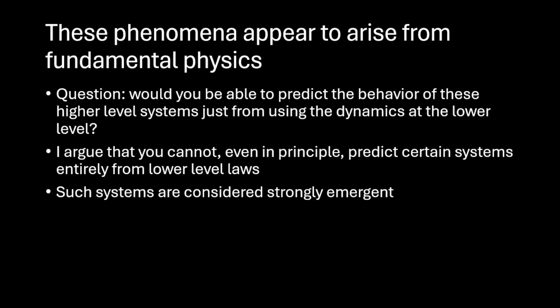Even though this idea of weak emergence exists, what I'm going to argue in this presentation is that you cannot, even in principle, predict certain systems entirely from lower level laws. And we regard such systems as strongly emergent. So in contrast to weak emergence, where it is predictable in principle, strongly emergent phenomena are not predictable just from the lower level laws. Now, how can this happen? How is this even possible?